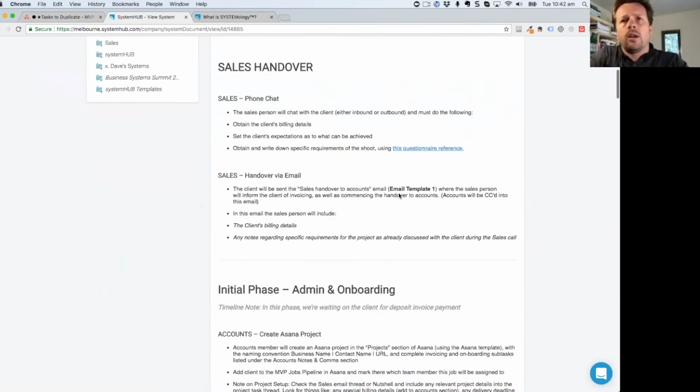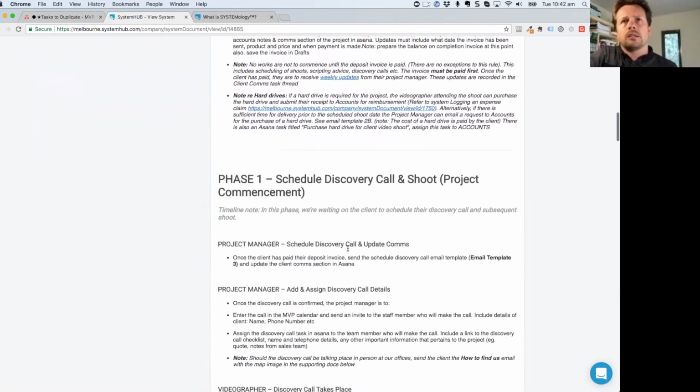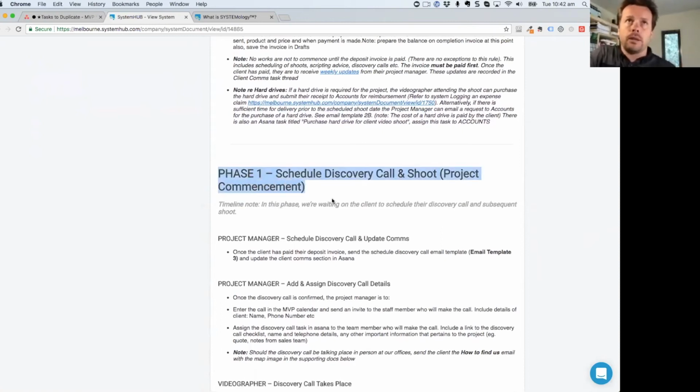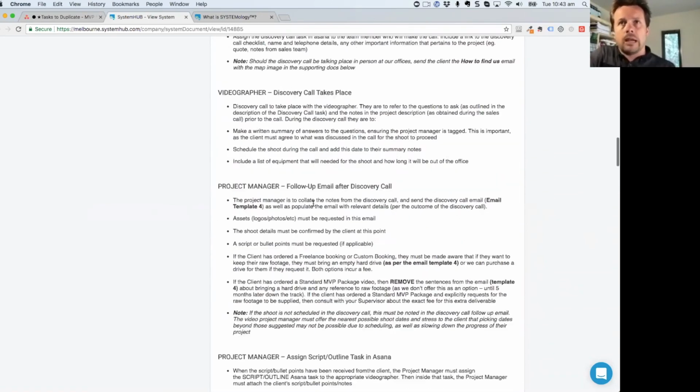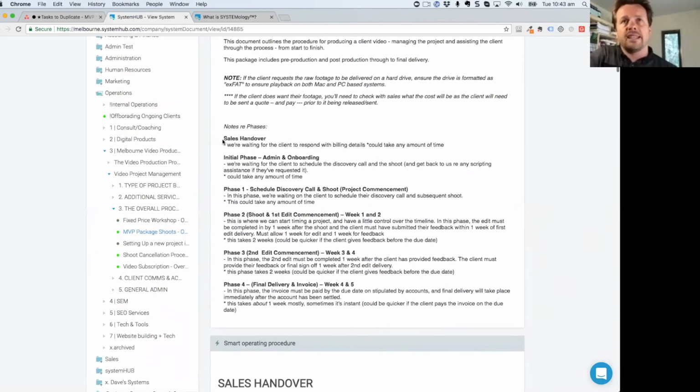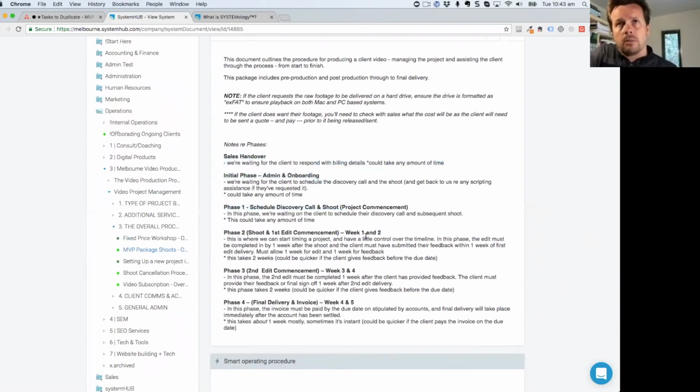Now this would then also link potentially to other systems that help to explain certain steps. So for example, and you'll see it when we hop into Asana, the discovery call, which is a step here, there is a system that relates to this step that explains how to run a discovery call, but it's not listed in here because this is more for the project manager. So this system explains globally what the different phases are. This is just an overall view up the top here. There's a handover, then the initial onboarding, the discovery session, the shoot, the edit, and the delivery. And we've got some rough timelines and things like that.